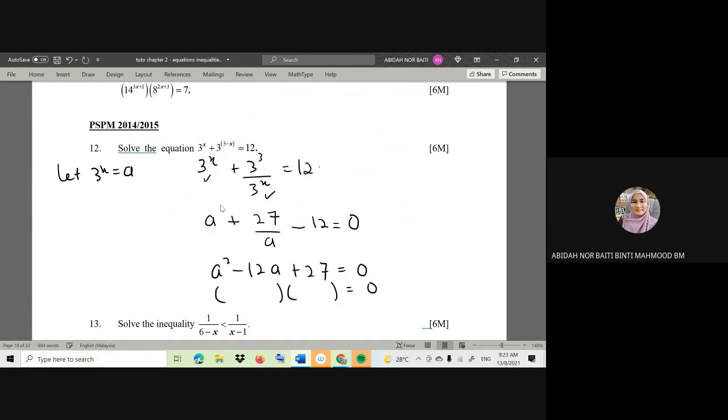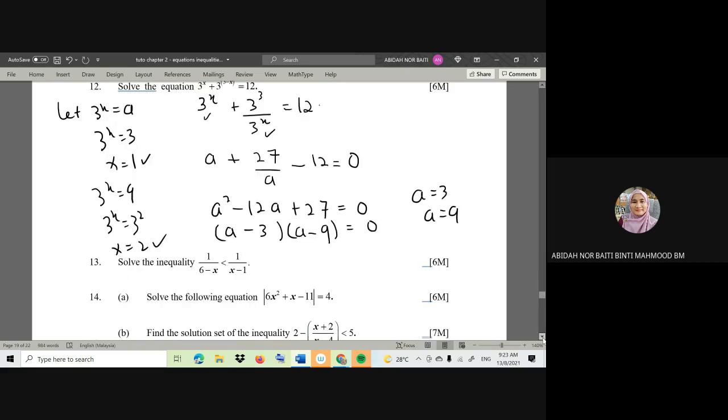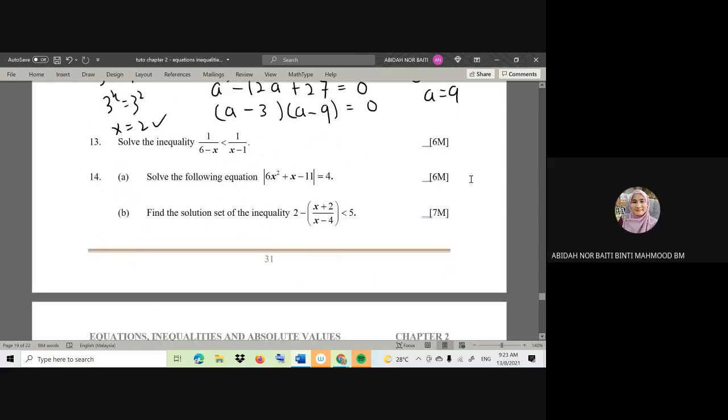Then factorize. Okay, macam biasalah. Boleh saja factorize ni. Berapa kat dalam ni? 9 and 3. Okay, therefore your A, 3 and 9. Okay, 3x is 3, so x equal to 1. Boleh ya? 3x is 9, x is 2. Boleh ke? Boleh, boleh.